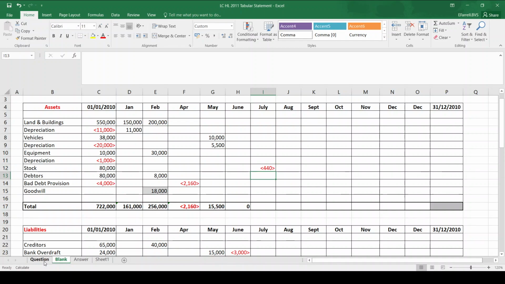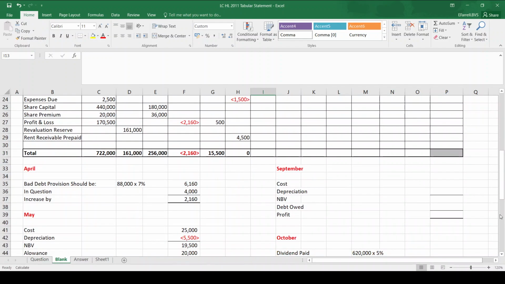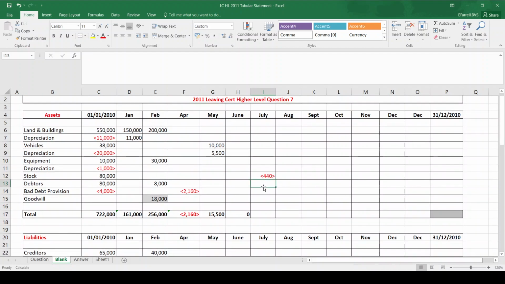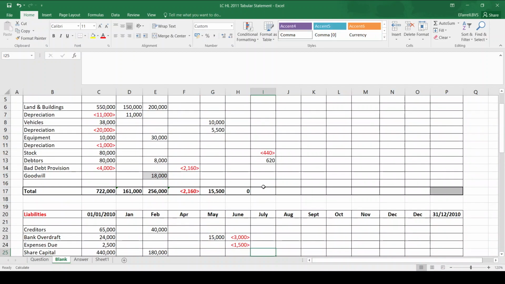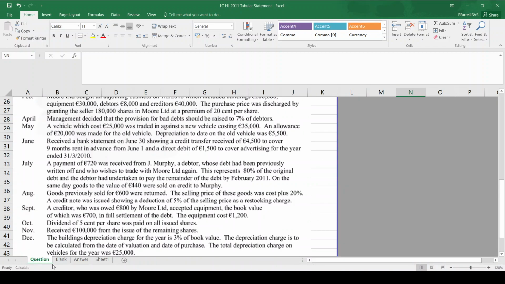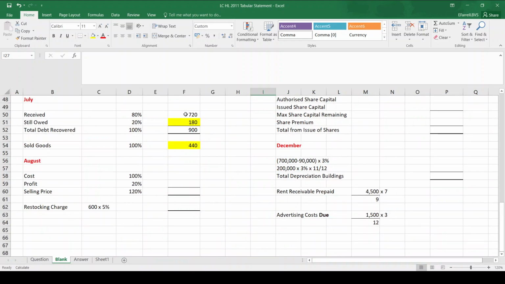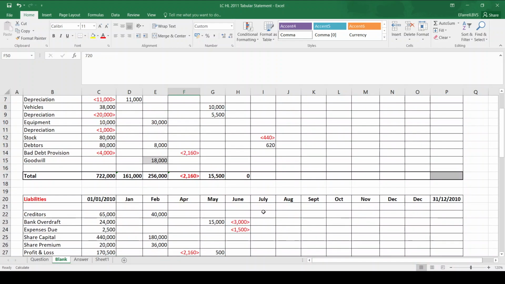Debtors: how much does he owe us now? Well, if we go down below and have a look at it, he owes us 180 from the original debt, and we sold him goods for 440. He now owes us that money. So the two of these figures together make up 620, and that's now what he owes us. So debtors are going to go up by 620. How much money did we actually receive? If you look down below, we received 720. So that 720 we received is going to reduce my bank overdraft.